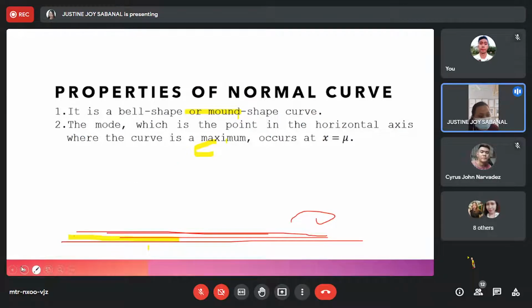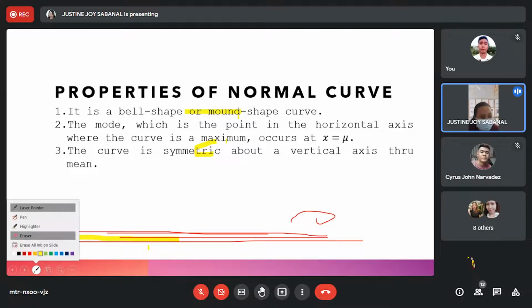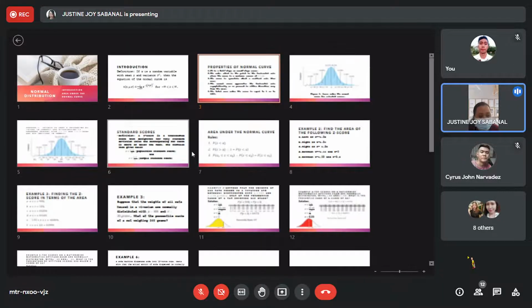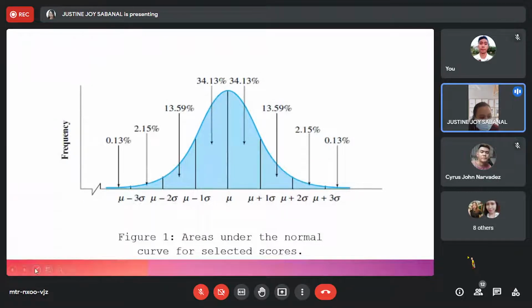So for number 3, the curve is symmetric about a vertical axis through mean. So yung kanina pong pinakita ko sa inyo na nahati or hinati sa gitna. So pag tayo daw po ay nag-divide ng value or ng distribution doon sa position ng mean, nagiging symmetric daw po ang distribution. So, ibig sabihin yan, yung portion, yung laki ng value sa left side ay equivalent po dun sa value na meron sa right side.